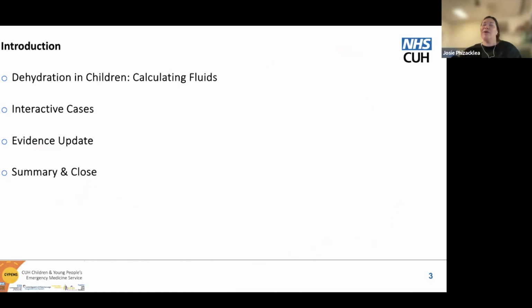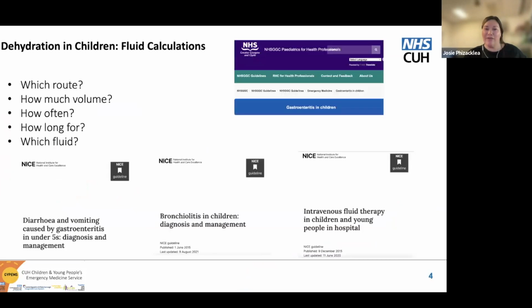Mostly, when I first started my PEM rotation, I was trying to get my head around which calculations you use when with fluids. In this discussion, we're going to focus on interactive cases. So you may need to get a pen and paper just to do some calculations at some point, have a look at the evidence updates, and then we'll go through what we've covered.